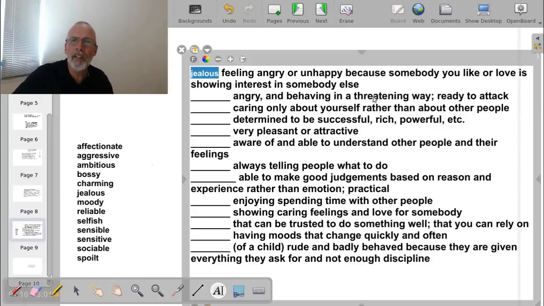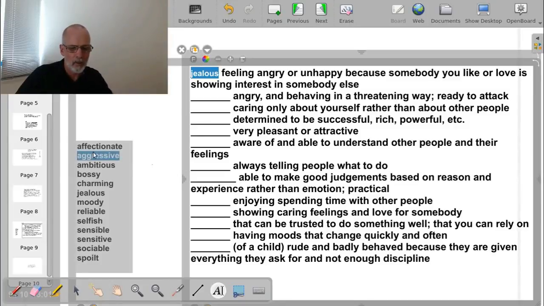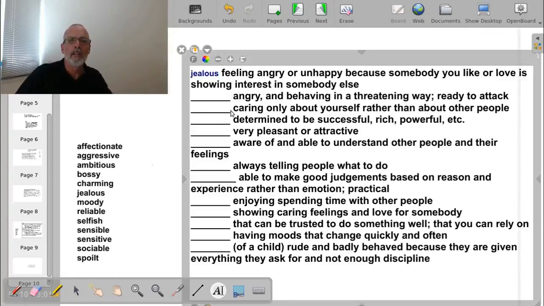angry and behaving in a threatening way, ready to attack. Alex Perez, very good. Aggressive. Very good. People are quicker in the chat now. Aggressive. Good.